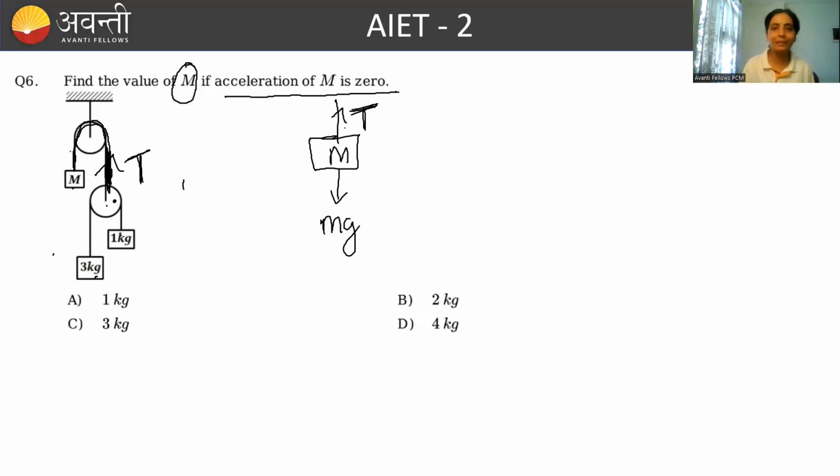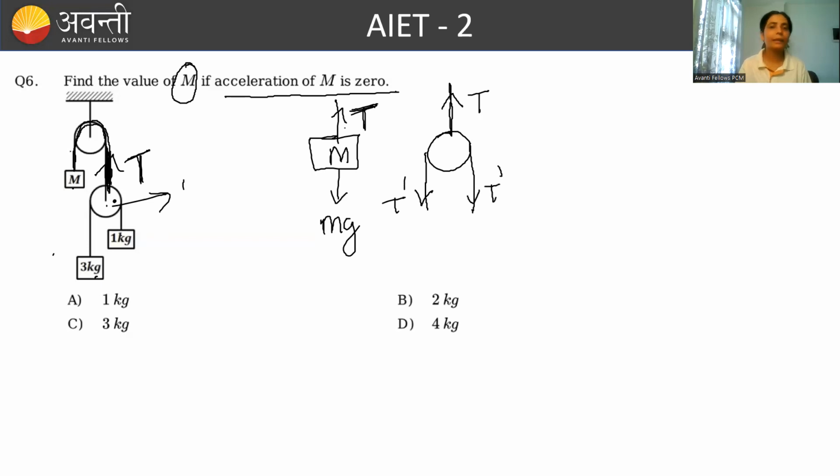Again, unless and until it is given, we assume that the pulley is massless. If this pulley is massless, then it has no mass, it only has strings like this. So if it has no mass, there will be no gravitational force acting on it. Here the tension is T and downward, tension always acts away from the body, so take T dash. Since it is massless, it can't have a net force, because net force equals mass into acceleration. If mass is 0, the net force will always be 0.